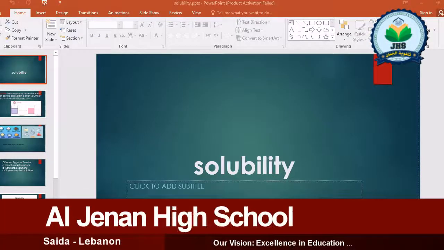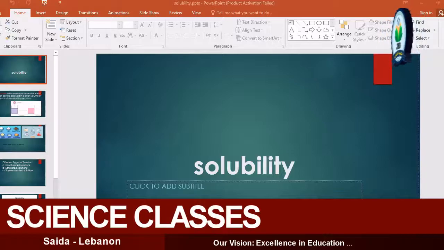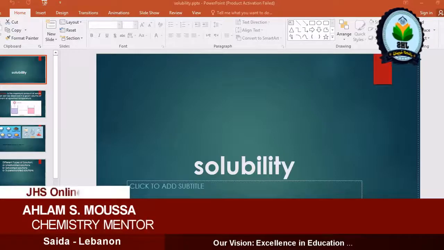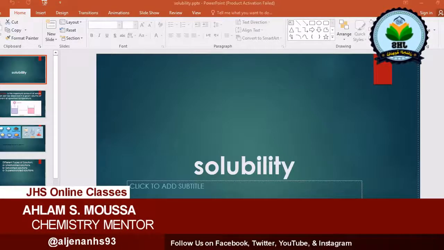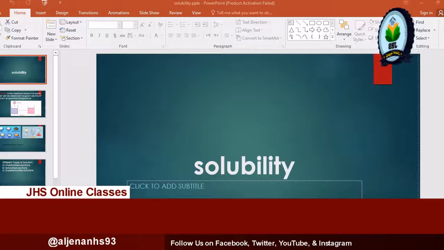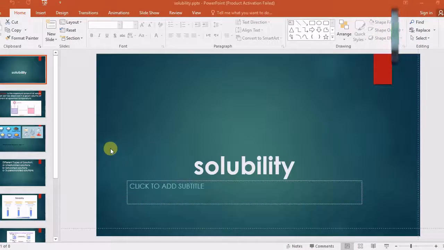Grade 7 learners, our lesson today is about solubility. In this lesson, we're going to recognize the difference between unsaturated, saturated, and supersaturated solutions. And at the end of the lesson, we're going to differentiate between dilution and concentration. Okay, let's start.